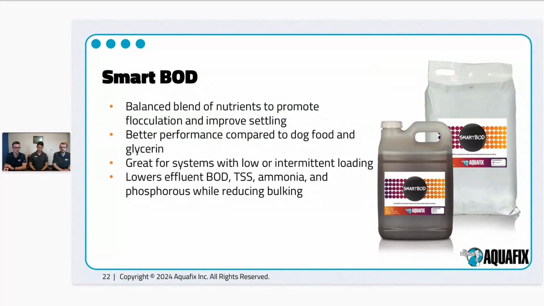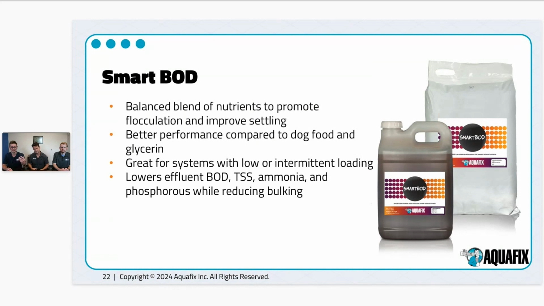Furthermore, we have our Smart BOD. So this one is going to be more so tied to when we talk about either overloading or underloading. Anytime you have those peaks and valleys in BOD loading, that's inconsistency. Biology, once again, does not enjoy inconsistency. So Smart BOD essentially adds in good nutrients for your bacteria, as opposed to something a lot of operators like to use, like glycerin or dog food. All of that is not necessarily even designed for wastewater.